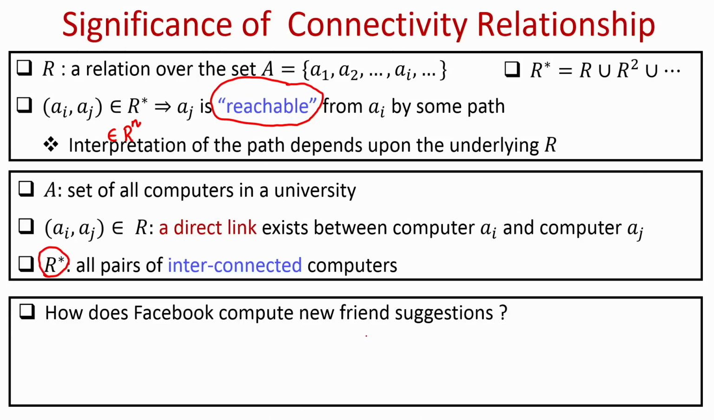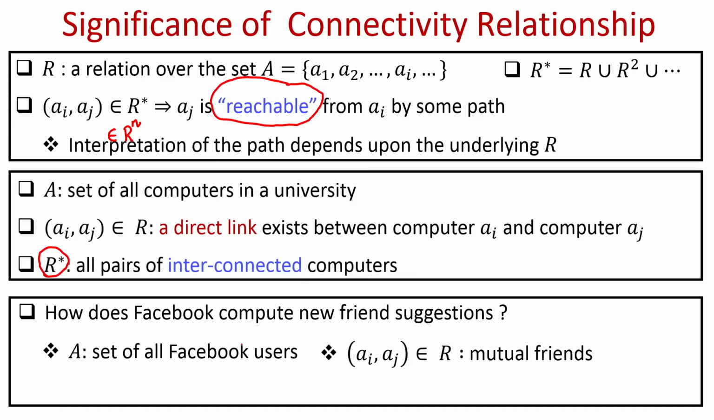Now, let me give you another example of this connectivity relationship. Have you ever wondered how Facebook computes new friend suggestions? Imagine A is the set of all Facebook users, and I define a relation between two Facebook users as follows. I call that relation R. I say that user A_i is related to user A_j provided A_i and A_j are mutual friends of each other over Facebook.